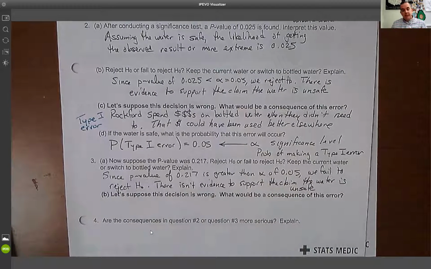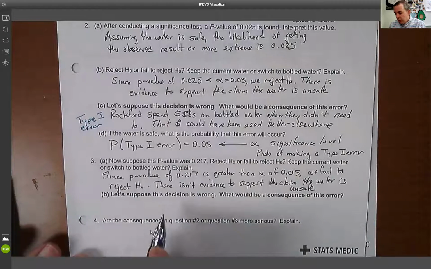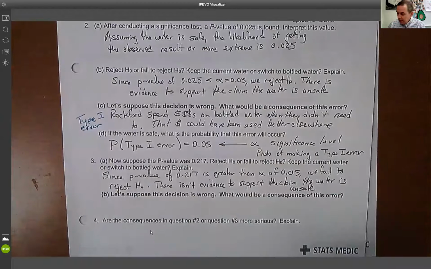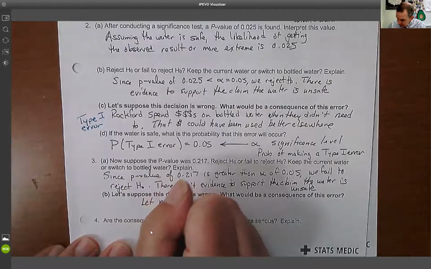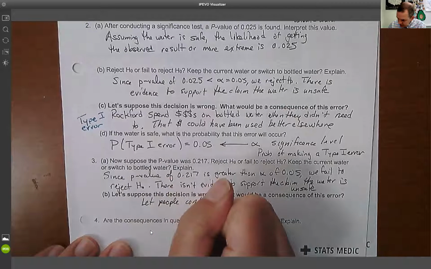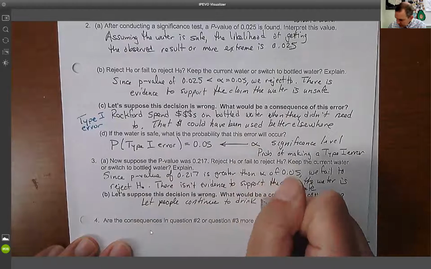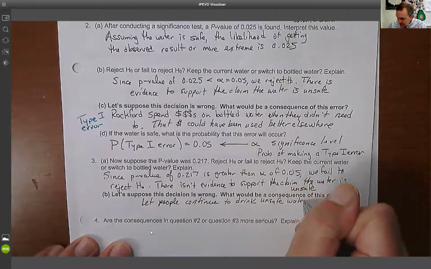So again, what I'm saying here is the following. We said that everything's good when in actuality the water's bad. So let's suppose this decision is wrong. What could be a consequence of that action? We let people continue to drink unsafe water. And you know, they could get sick.